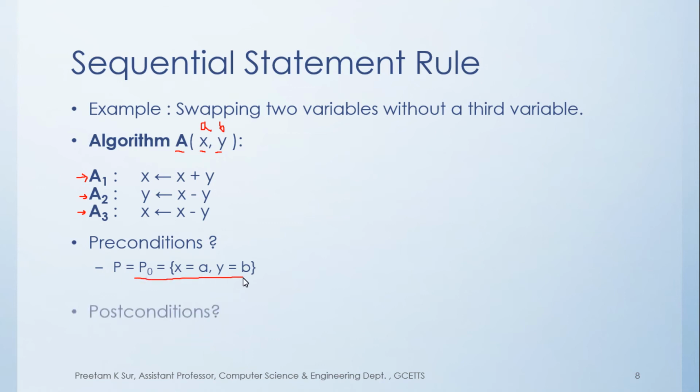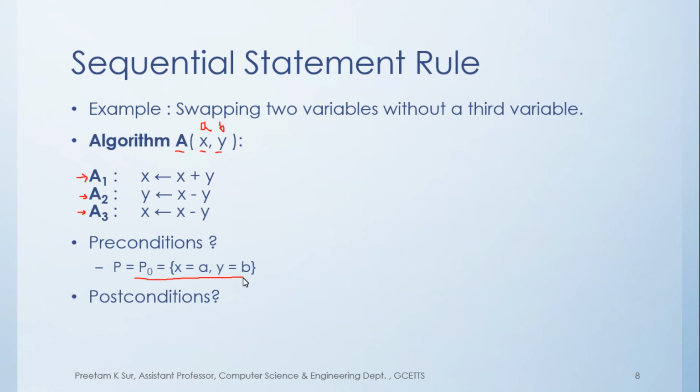Now can you tell me what will be the post condition of this algorithm? Since we are trying to swap these two variables, what we are expecting from this algorithm is that the value of x will be changed to b and the value of y will be changed to a, right?